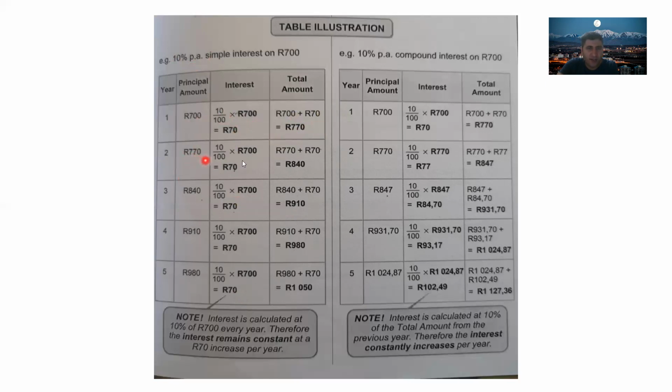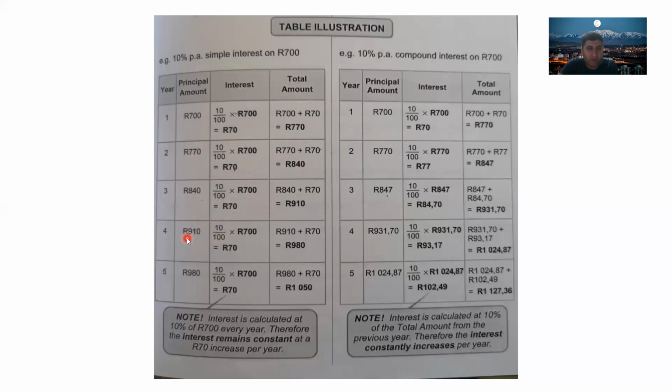I'm starting with this. Interest, again, I'm going to take the 10% of 700, right? So that will be 70 Rand. And then I'm going to add 770 plus the 70 will be 840. Third year, now I have 840 Rand in my account. I'm going to take 10% of the 700 Rand I deposited initially. It's 70 Rand again. 840 plus 70 is 910.